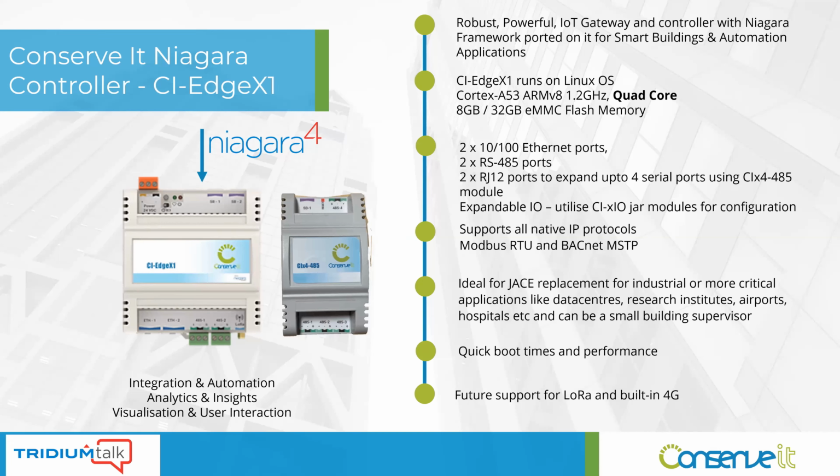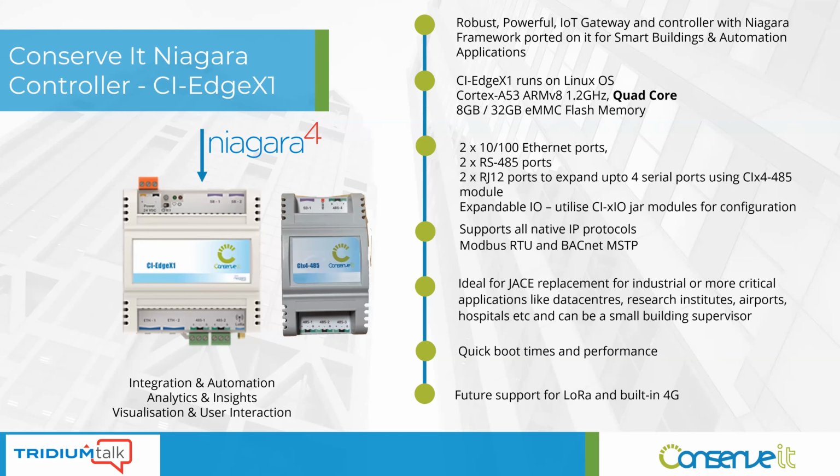It is a Cortex A53 processor. It is a quad-core controller, so that does allow us to do a lot of advanced things. And we make this available with either an 8 GB or a 32 GB onboard memory. Like a standard controller, it has got 2 Ethernet ports and 2 onboard RS-485 ports. We also have an expansion module, which we call the CIX485, which can be connected on the 2 RJ12 ports on the top of the controller, which allows you to extend 4 more serial ports. So you can have in total 6 serial ports or RS-485 ports where you need.